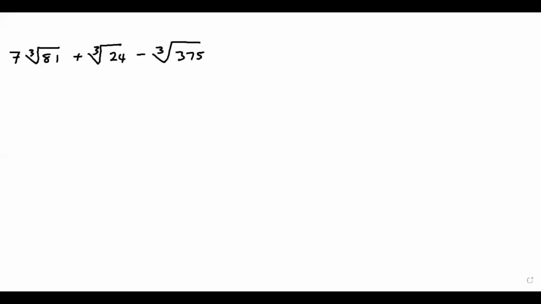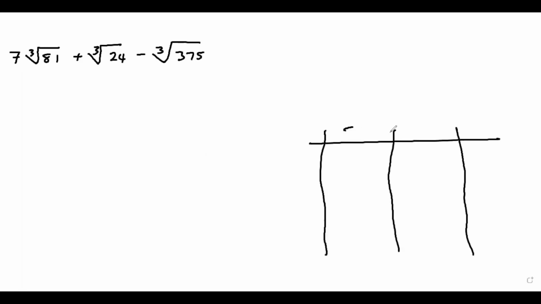So now we have a question with 3 terms and a combination of addition and subtraction. So in your corner, again, you'd want to have your 3 columns, just for your rough work. So you'd have 81, 24, and 375. So again, I'd start with my smallest number, which is 24. So it's 1 times 24, 2 times 12, 3 times 8, and 4 times 6.